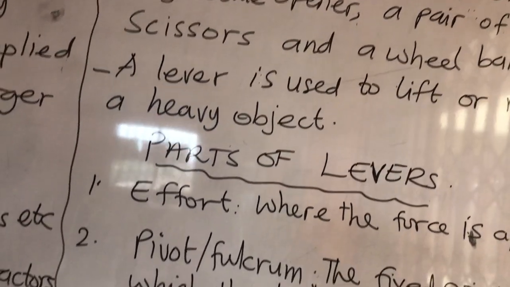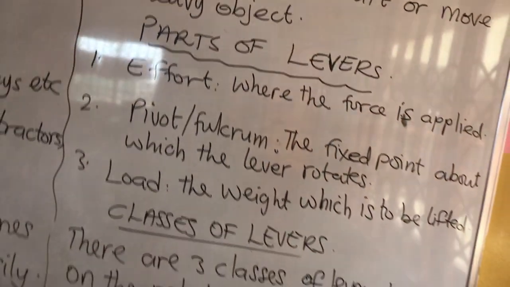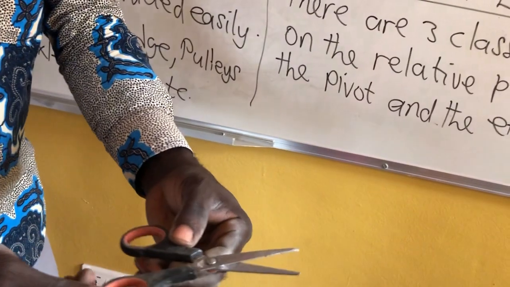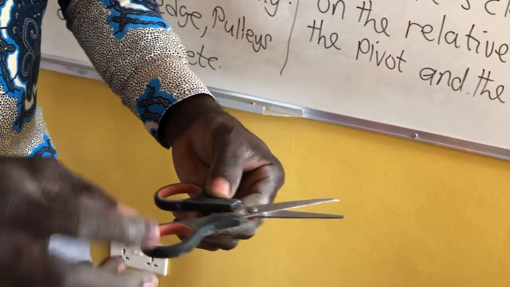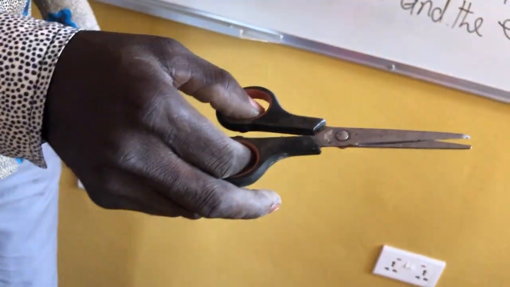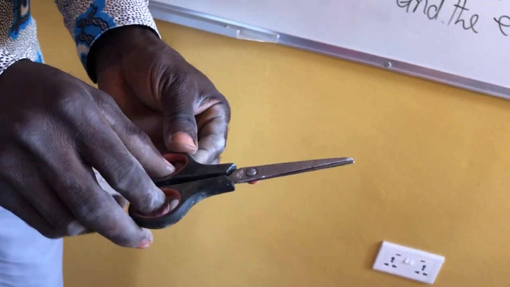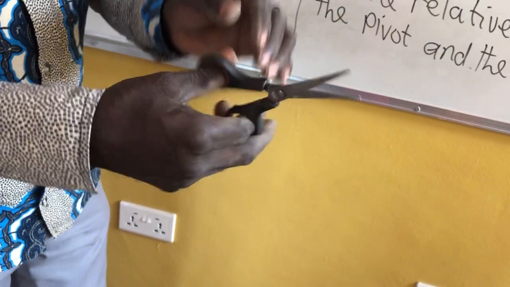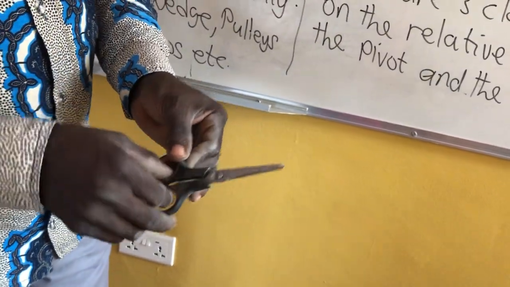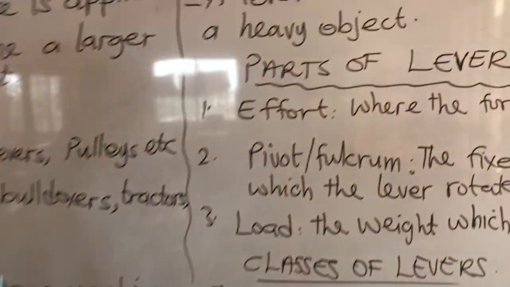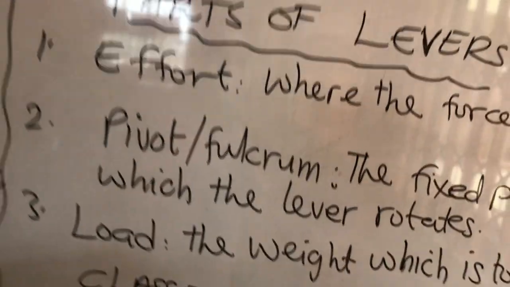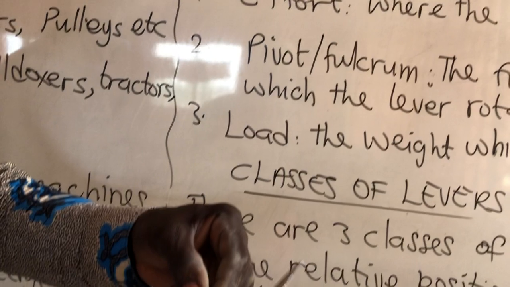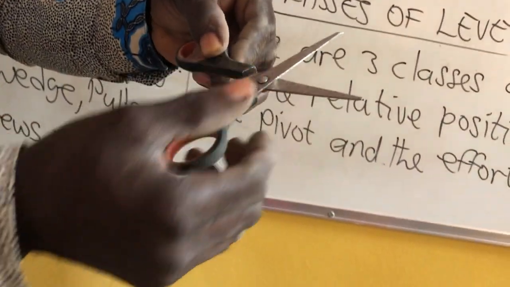Now, let's look at the parts of levers. When you take these scissors, we have the effort side, or part, where you apply the force. That is the effort side. We also have the pivot, the turning point where the two parts turn. That is the pivot or the fulcrum.